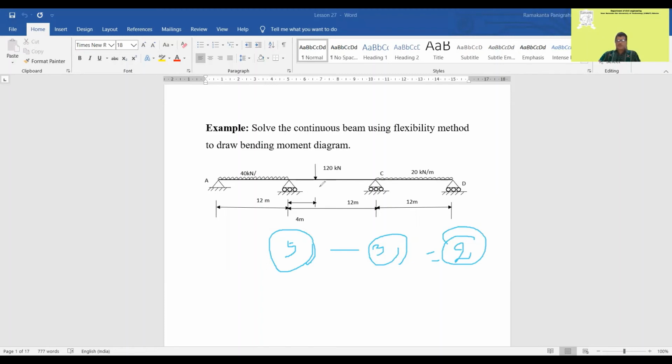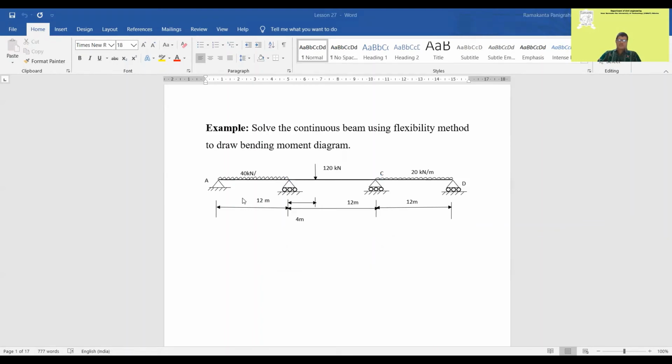Like the previous problem, you can also take the moments at joint B and joint C as the redundancy. It will be easy for you because you know moment at A is 0 and moment at D is 0, because they are simply supported. If you take D and C reactions, it is difficult to find those reactions. So you should be very particular to choose the redundants so that your problem will be easy to solve. If you take any redundant, it will be too cumbersome to find the values and more time consuming. You have to see that while solving the problem.